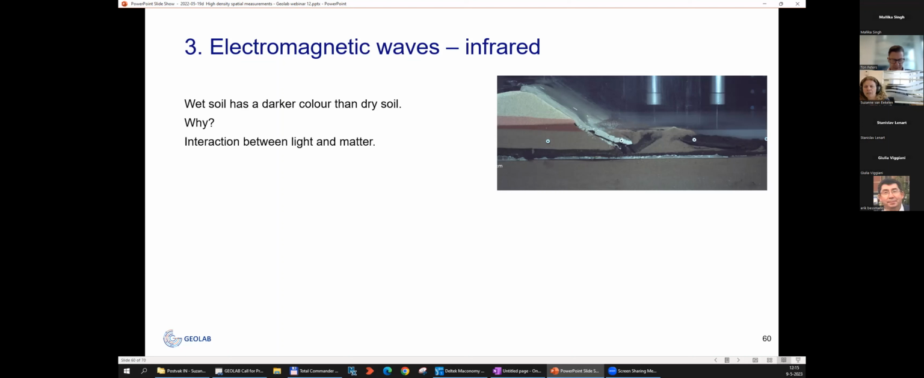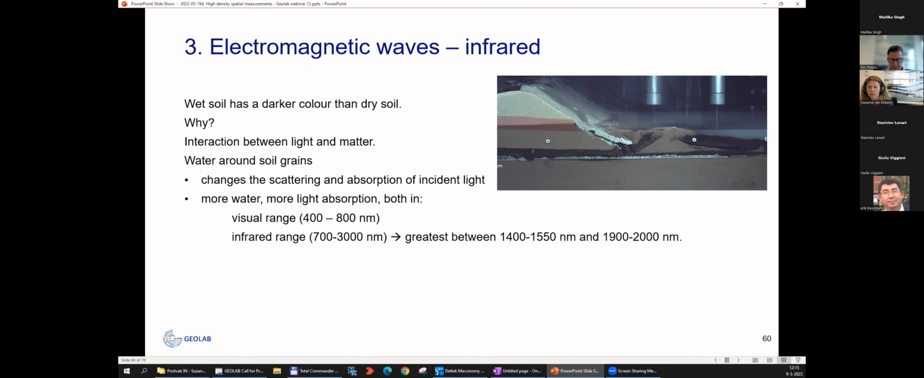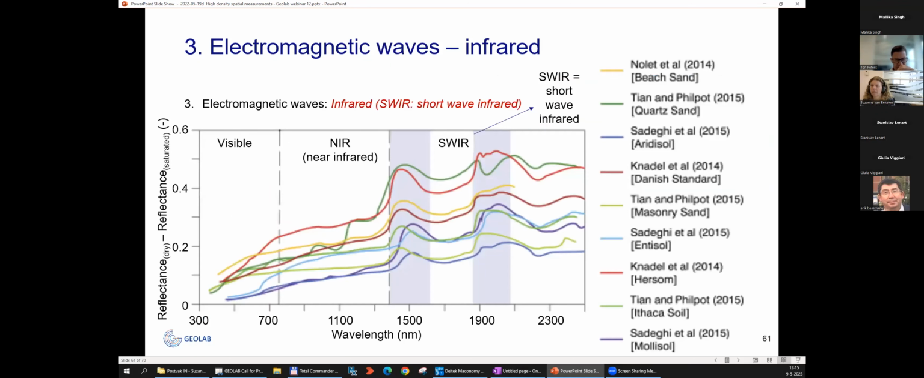And why? Well, this is the result of the interaction between light and matter. There's water around the grains, and this changes the scattering and the absorption of incident light. The more water, the more light absorption, both in the visual range, but specifically a lot in the infrared range, and then specifically between those wavelengths. Here we see the difference between dry and wet soil.